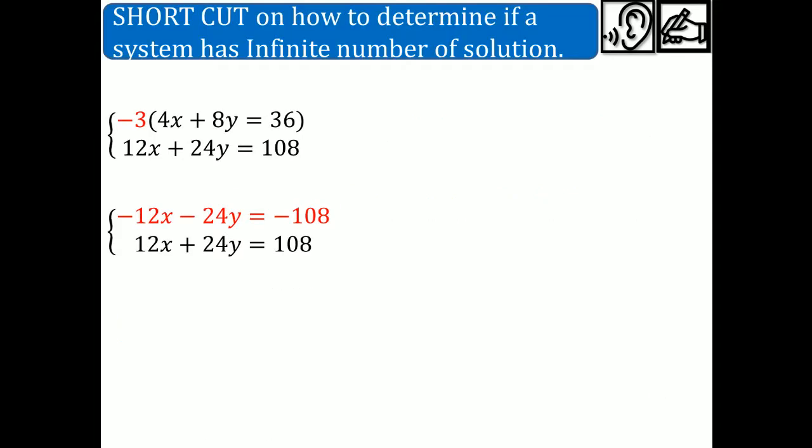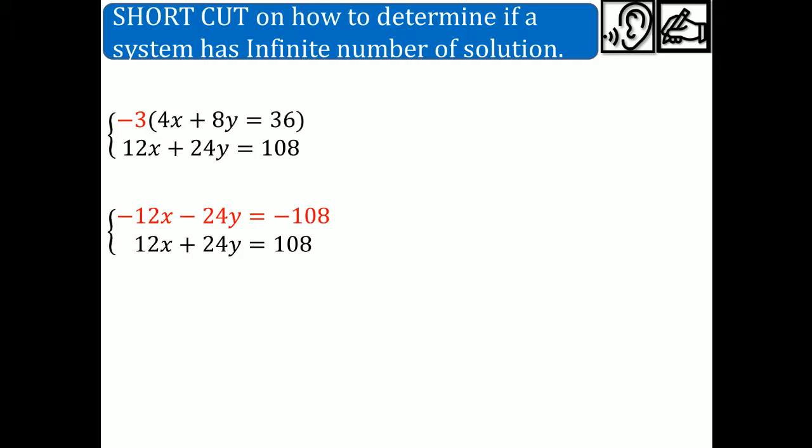Right? So the shortcut here, there's actually a shortcut. If you can multiply any equation and the first equation is a complete opposite of the second equation. Do you see how it's 12x? This is a complete opposite. This is also a complete opposite. This is also a complete opposite. They would both cancel each other out, getting you 0 equals 0. That is how you can tell that it is infinite.